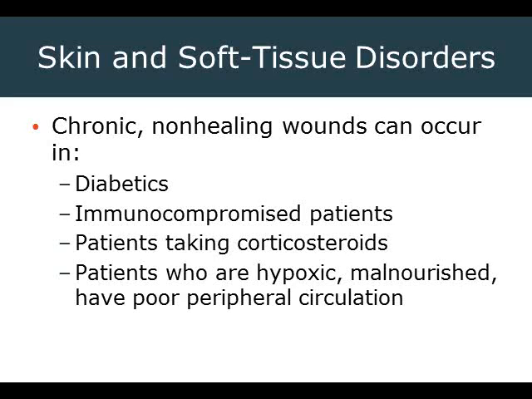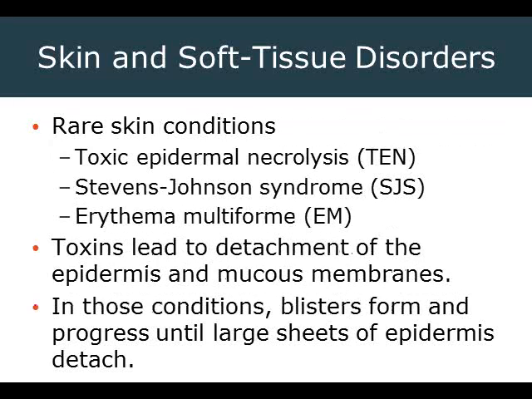Immunocompromised patients and patients on steroids take longer to heal, and patients who are hypoxic, malnourished, or have poor peripheral circulation commonly will have chronic non-healing wounds. Their whole homeostasis is off. So when the homeostasis is not in good order, that's when these sorts of things pop up.